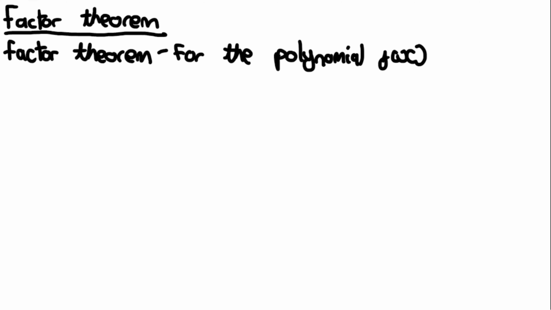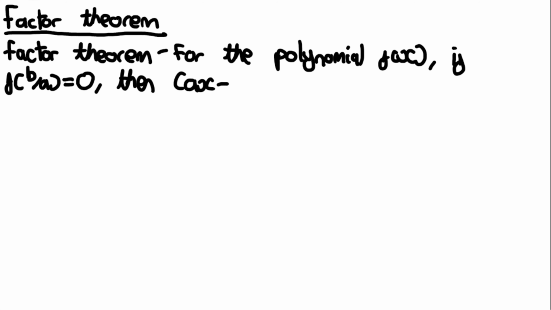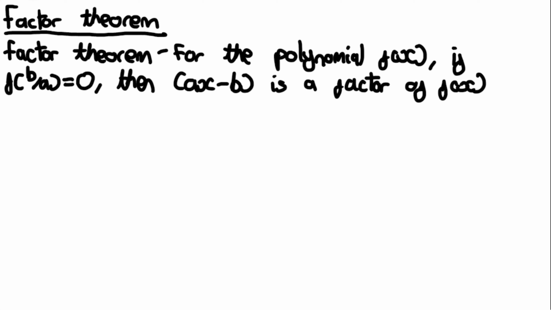For the polynomial f of x, if f of b over a is equal to 0, that means that we sub in the fraction b over a for all of the values of x. If this gives out the value of 0, then ax minus b is a factor of f of x. So let's do some examples of this.